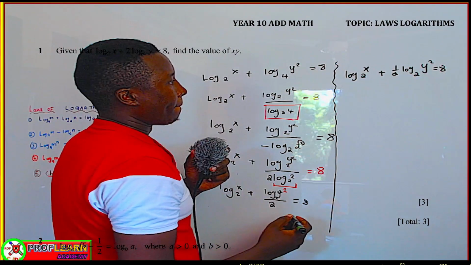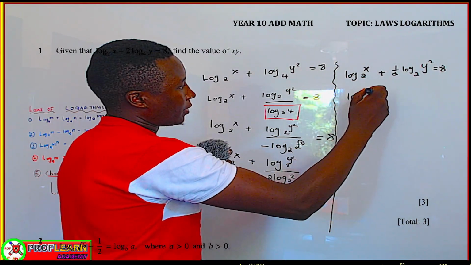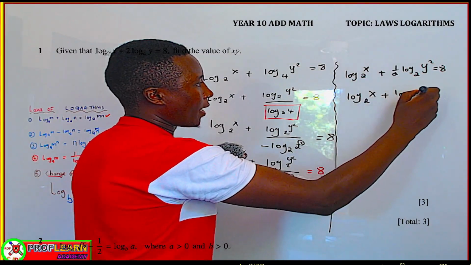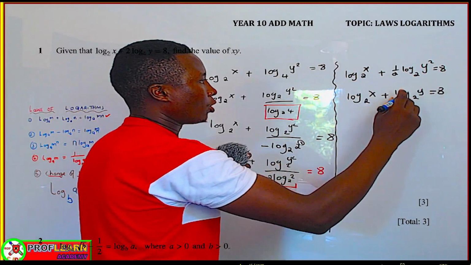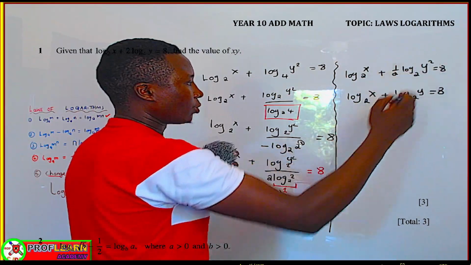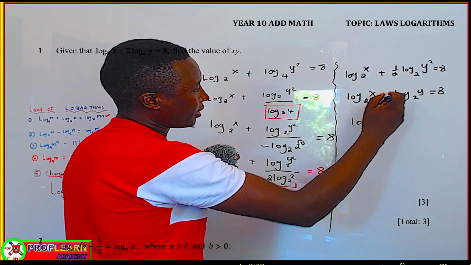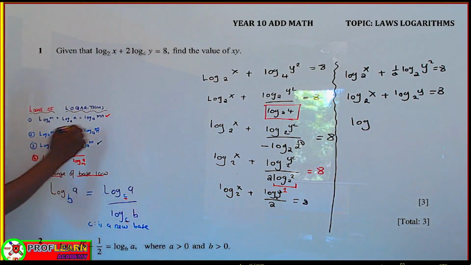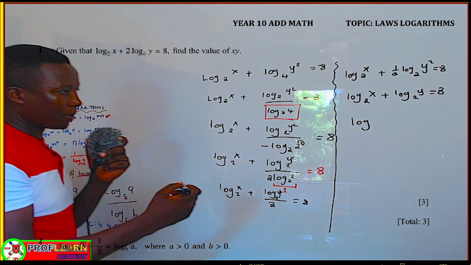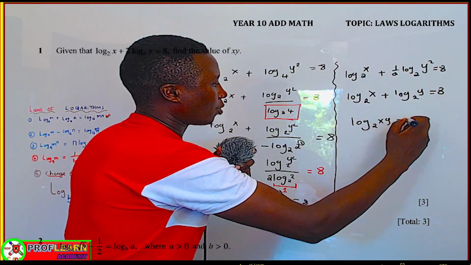So if we take this half as a power on y, it's going to be log x base 2 plus log y base 2 equals 8, because this half, when you take it above y, is going to cancel with that 2, and we end up remaining with this. We can combine this using the first law of logarithm. If they are added, we multiply the two numbers, so this is going to be log xy base 2 equals 8.